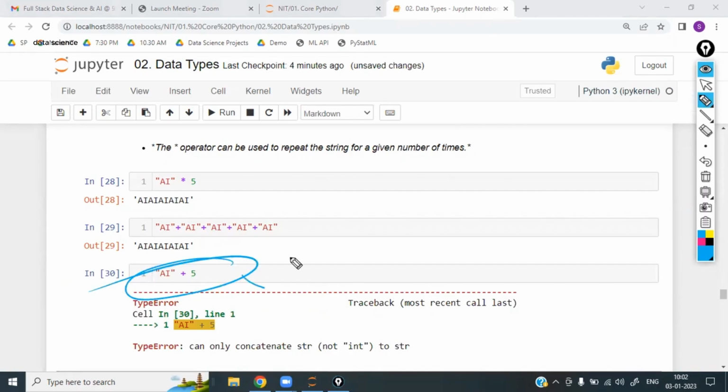This is one of the most important ones. Now, I want to add this 5. What do I have to do? You have to convert it to string. This one you have to convert to string, then only you can add.